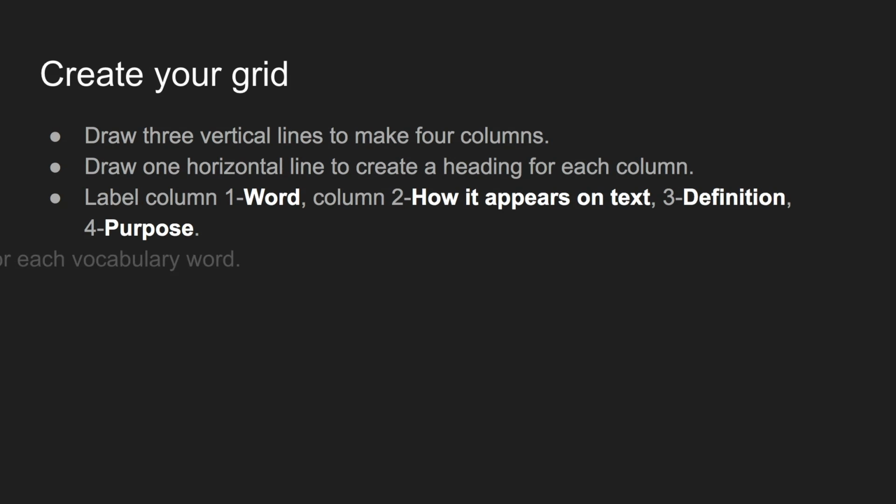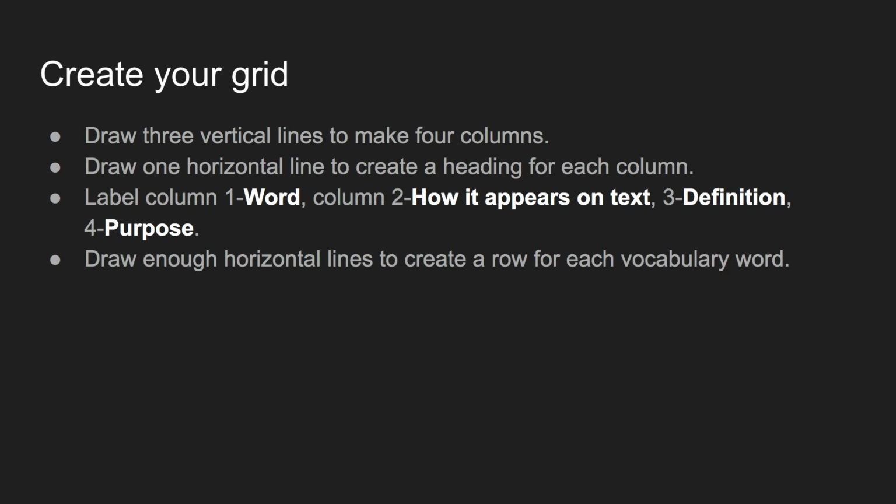Next, you're going to draw enough horizontal lines to create a row for every single one of your vocabulary words. You guys are intelligent. You can figure this out. I'm not going to explain that to you. Finally, you're going to need to make sure that there is enough space between the lines so you can actually read what you're going to put in the cells that you're creating.